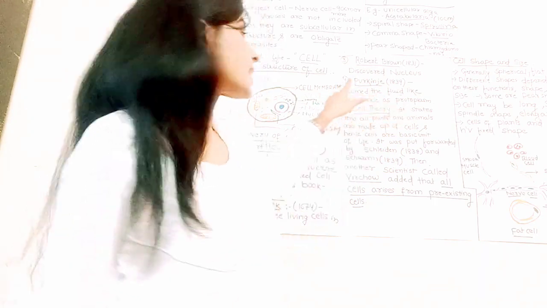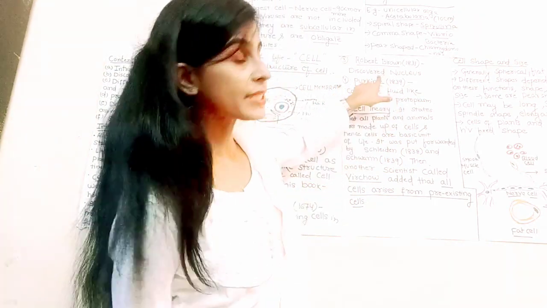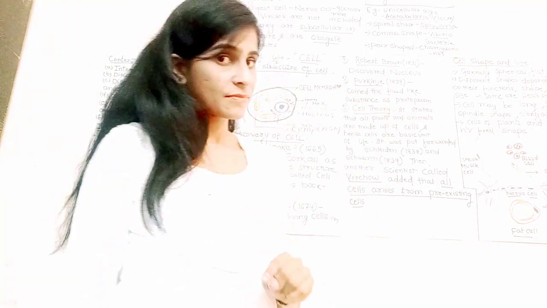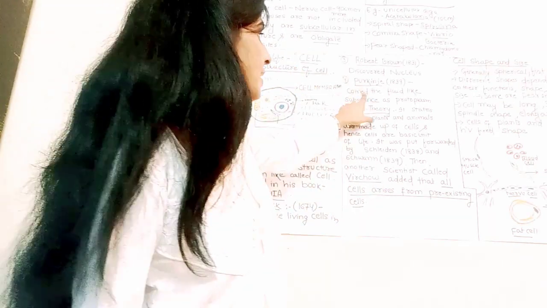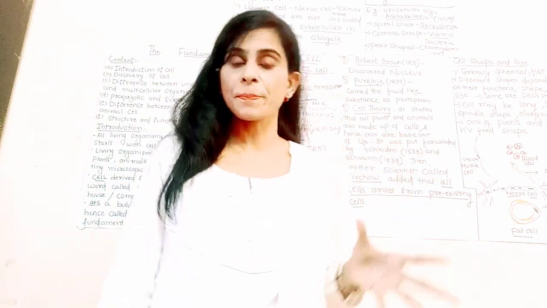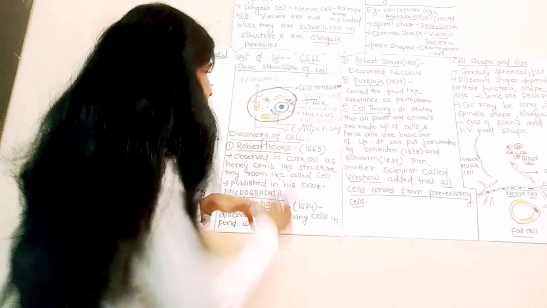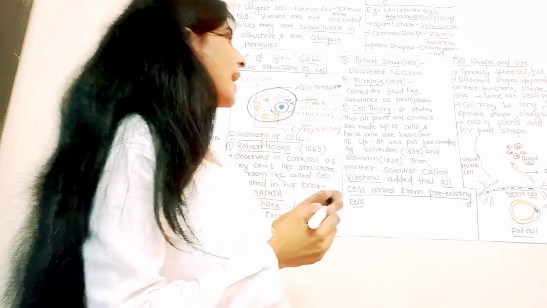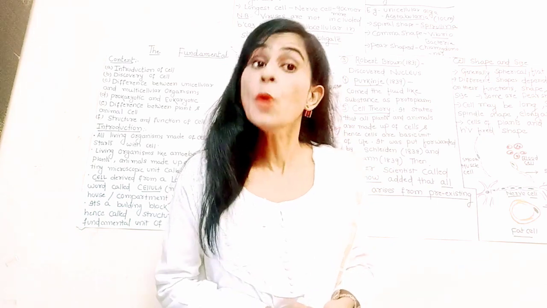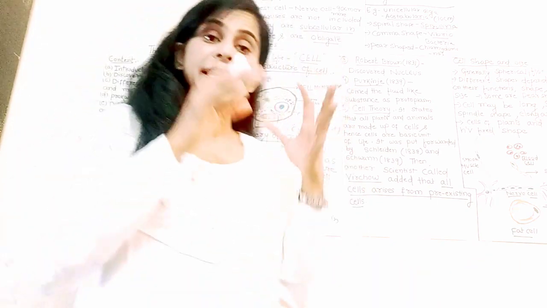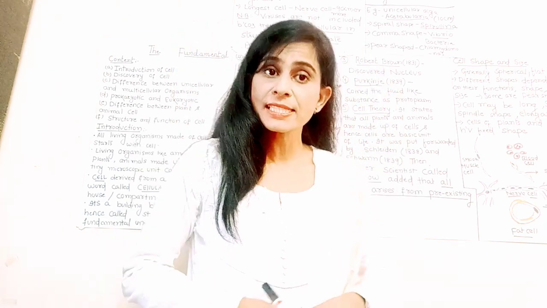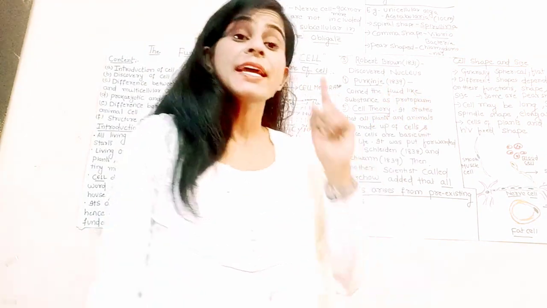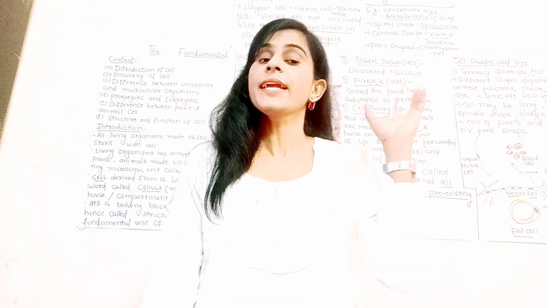Then comes another great scientist, Purkinje, in the year 1839. Purkinje coined the name for the fluid-like structure which is present inside the cell. Here you can observe that fluid-like structure. He called it protoplasm. Yes, Purkinje named the fluid-like or jelly-like substance present inside the cell as protoplasm, in the year 1839, guys.